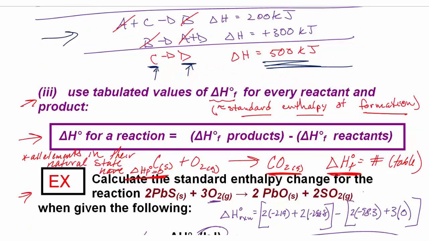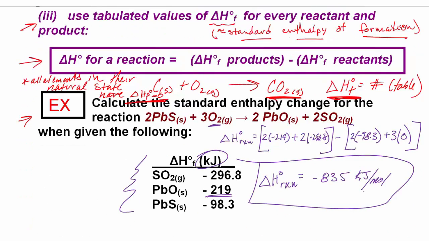And our third way was the same idea, except we use these tabulated values of standard enthalpies of formation for every reactant and product. And then we took the enthalpies of formation of the products minus enthalpy of formations of the reactants, and we got the standard change in enthalpy for that reaction. And just remember, all elements in their natural state have standard enthalpies of formation of 0.